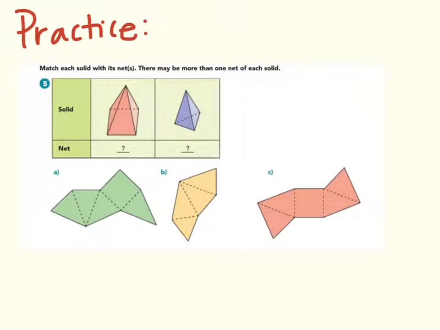And here's your last task for today, folks. Please match each solid with its nets. There might be more than 1 net for each solid, so look carefully. We have a square pyramid and a triangular pyramid.